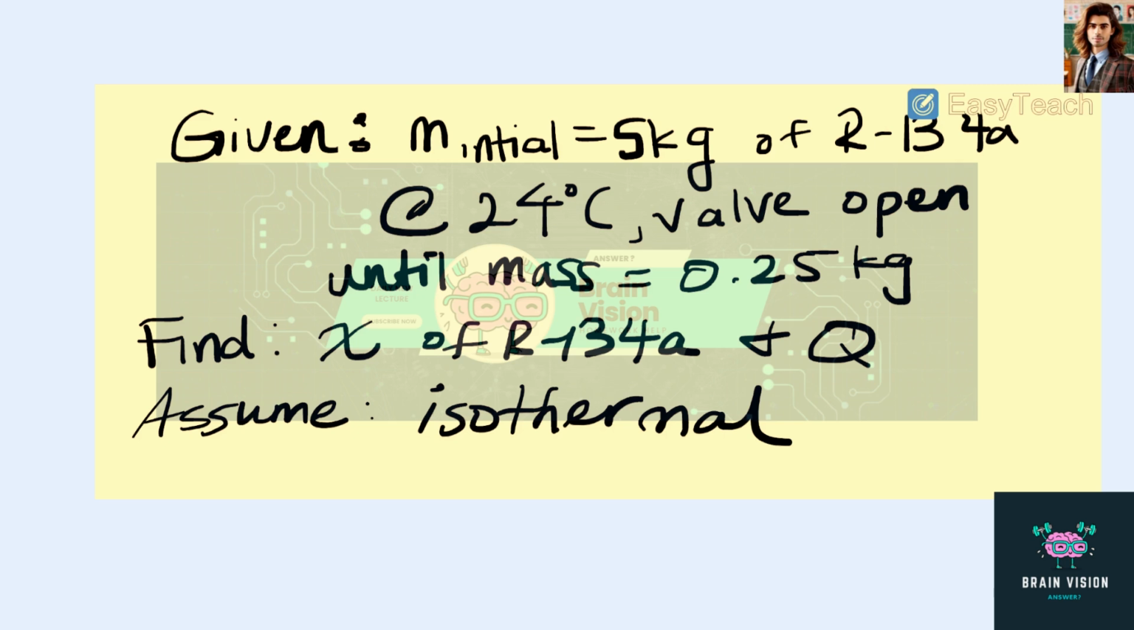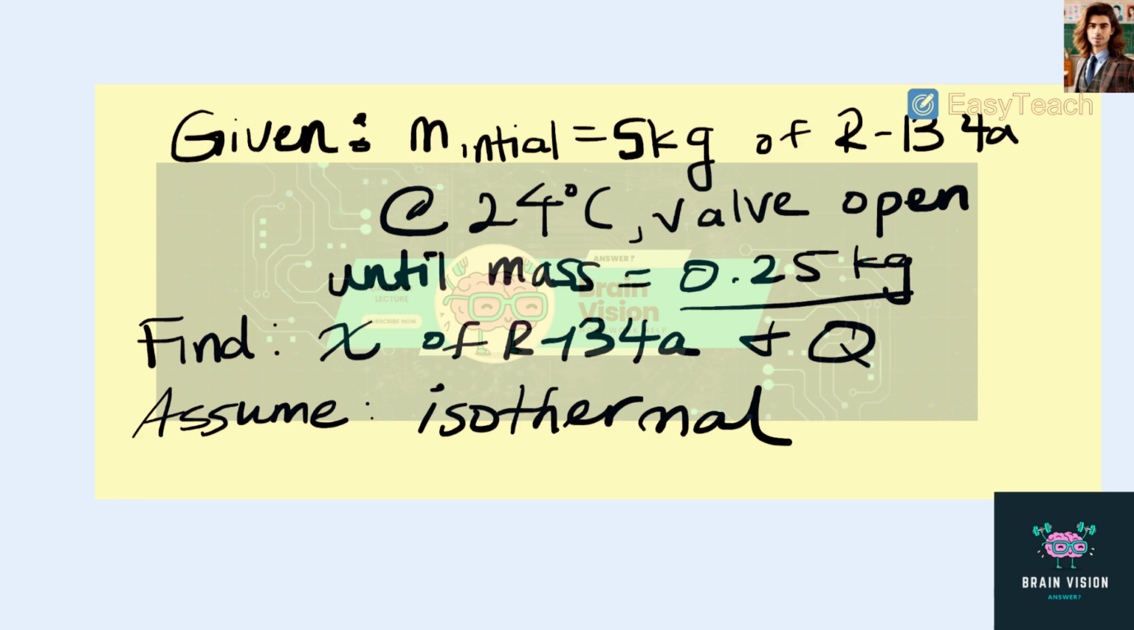Hi everyone, we're going to be looking at a problem dealing with mass flow and conservation of energy. We have an air conditioning system where the initial mass of R134A in the container is 5 kilograms, at 24 degrees C. A valve is opened and left open until the mass in that container is 0.25 kilograms. What we're asked to find is the quality of R134A and the total heat transfer, assuming that the entire process is isothermal.